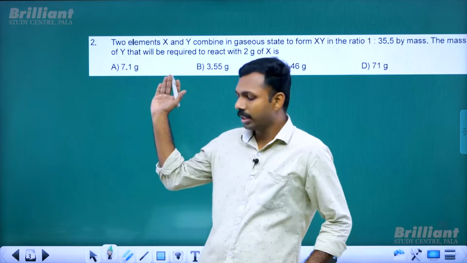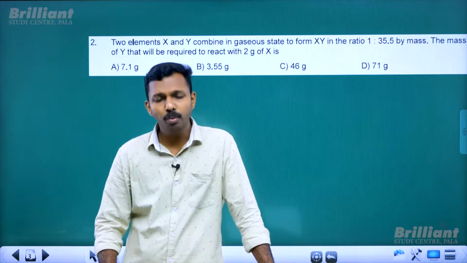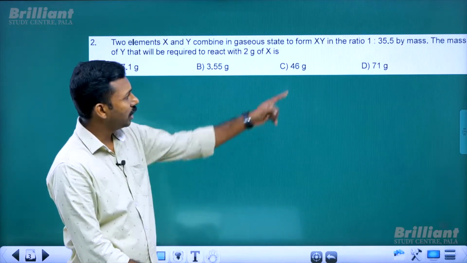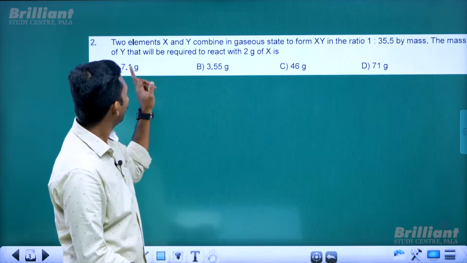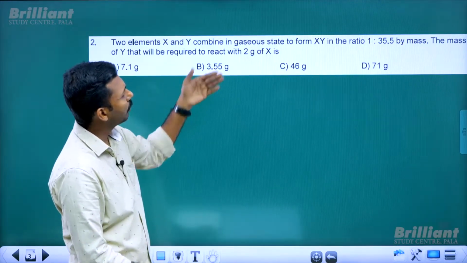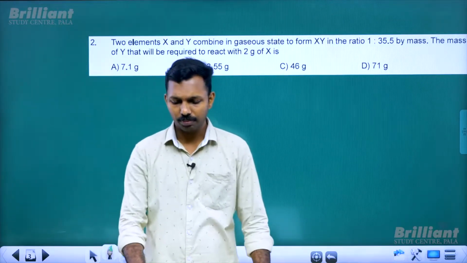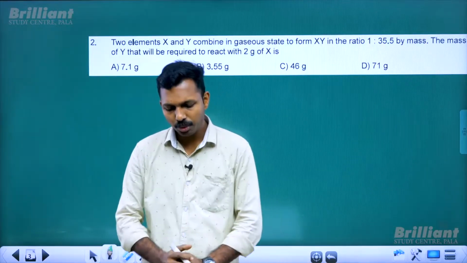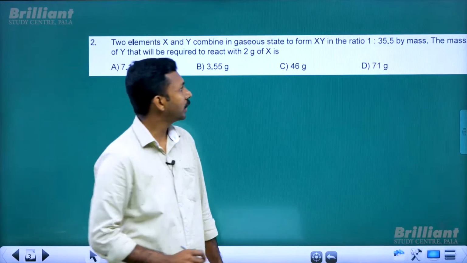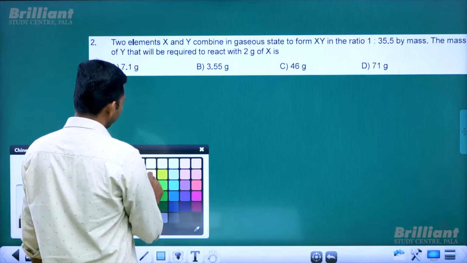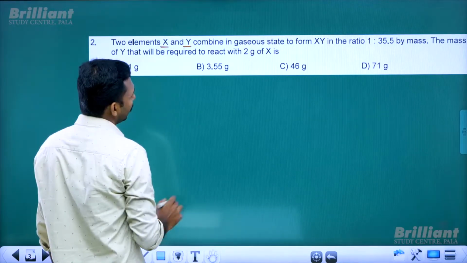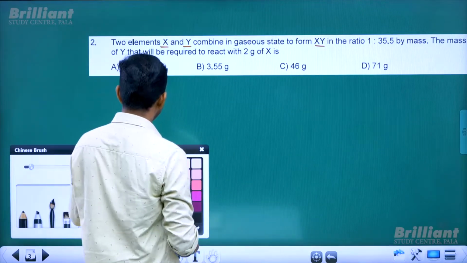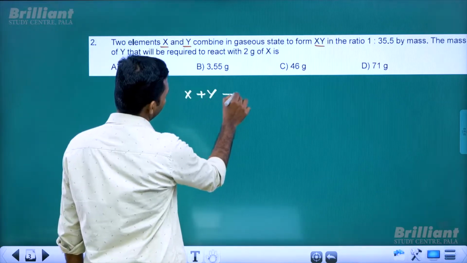Two elements X and Y combine in gaseous state to form XY in the ratio 1:35.5 by mass. The mass of Y that will be required to react with 2 gram of X is. That is the question here. So here two elements are considered, right? X and Y. They are combining together in gaseous state to form a compound XY. So the reaction is X plus Y gives XY.